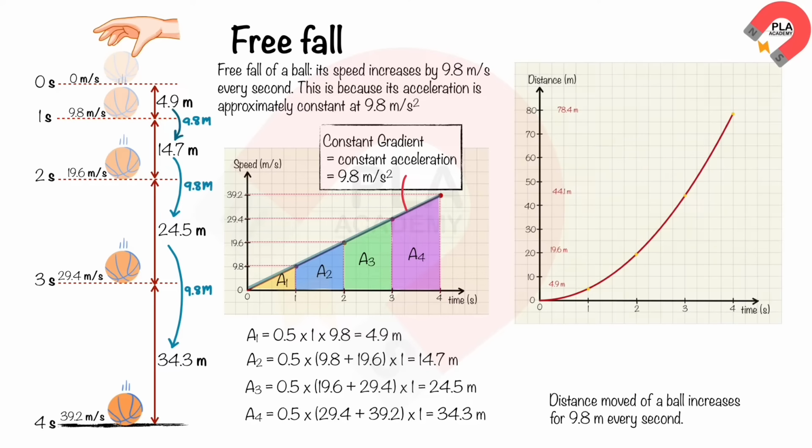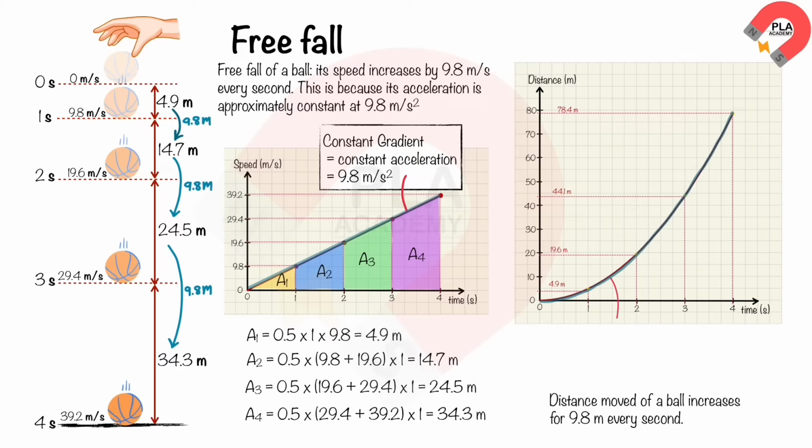The distance-time graph of a free fall. We can plot the graph at 1 second, the distance is 4.9 meters. At 2 seconds, the distance is 14.7 plus 4.9, which is equal to 19.6 meters. At 3 seconds, the distance is 19.6 plus 24.5, which is equal to 44.1 meters. At 4 seconds, the distance is 44.1 plus 34.3, which is equal to 78.4 meters. Then we draw a best fit curve.